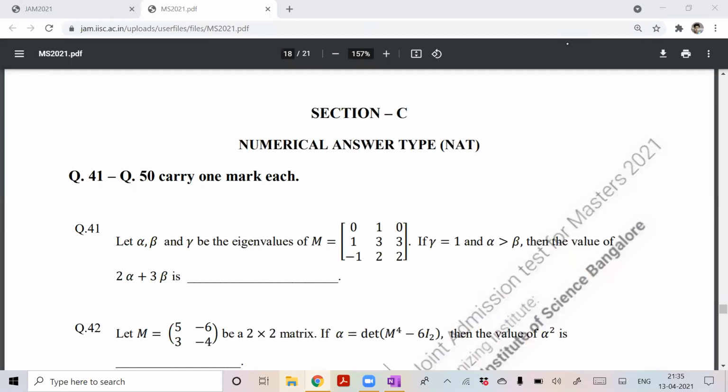Okay, so today we will see section C, numerical answer type of the IIT exam mathematical statistics 2021 question paper. So let's start with question number 41. Let alpha, beta, gamma be the eigenvalues of matrix M. If gamma is 1 and alpha is more than beta, then the value of 2 alpha plus 3 beta is.